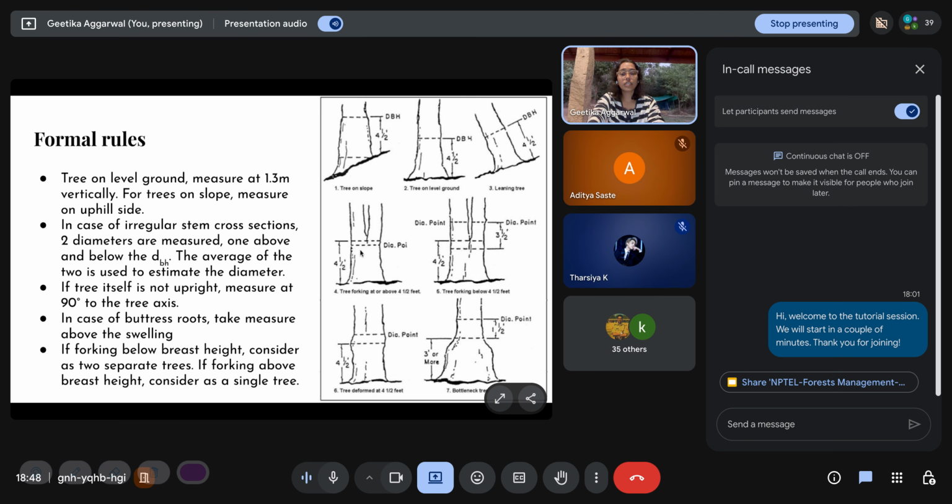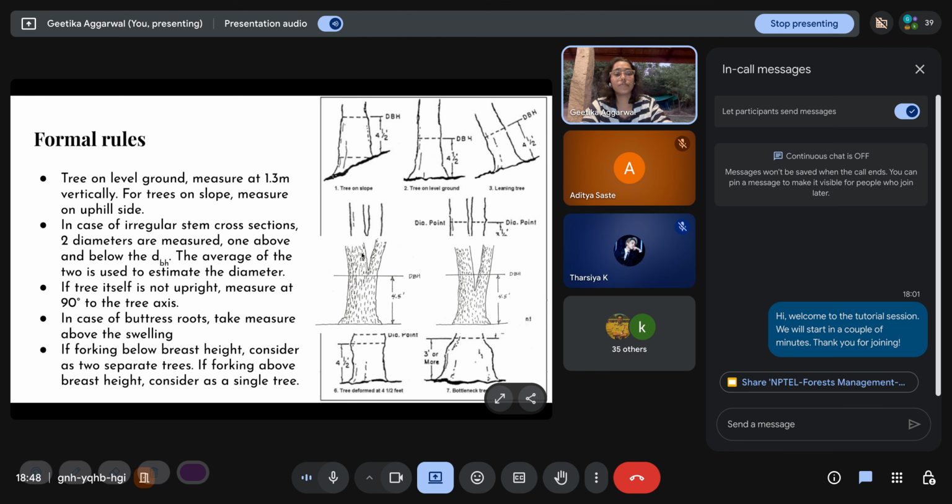And if there is forking happening, if the tree is forking into two, and the forking is happening below the breast height, then you should consider it as two separate trees. If the forking is happening above the breast height, then you should consider it as a single tree.